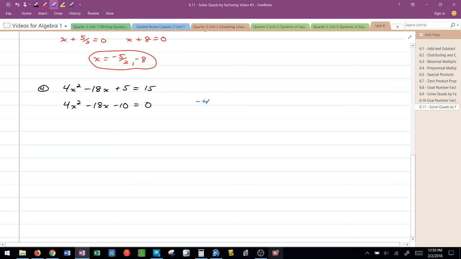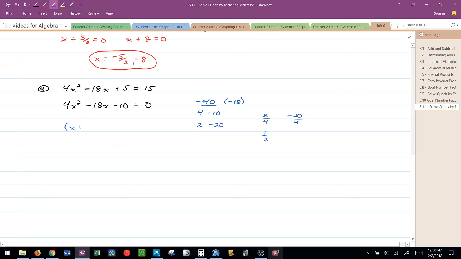My goal number is negative 40. My middle term is negative 18. First factors that jump out at me are 4 and negative 10. That doesn't work. So what about 2 and negative 20? There we go. Take 2 divided by 4. Take negative 20 divided by 4. I know that 2 over 4 I can reduce to 1/2, so I'm going to go ahead and do that now.